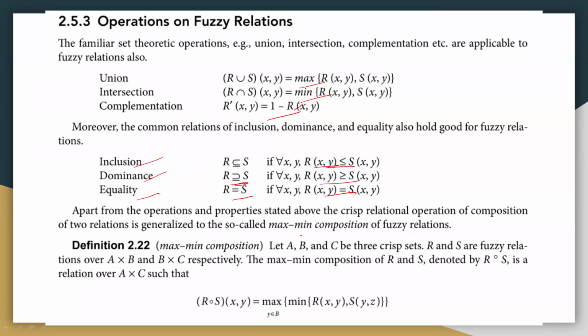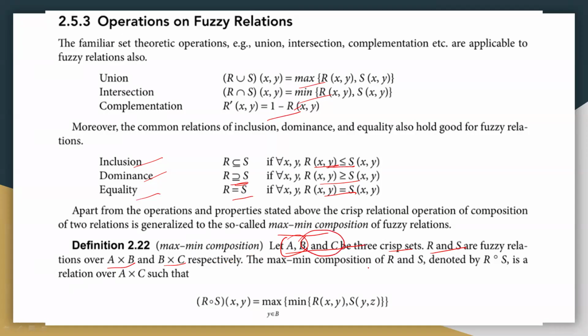So composition is the max-min composition that we looked at, and we also have the max product. For max-min, the definition is given here: let A, B, and C be three crisp sets. R and S are fuzzy relations over the Cartesian product of A and B, and B and C respectively. So R is a relation over A cross B, and S is a relation over B cross C. So we are pairing the first two and then the second and the third.